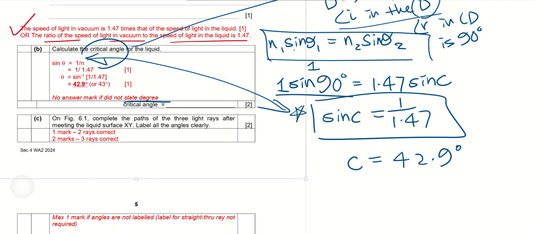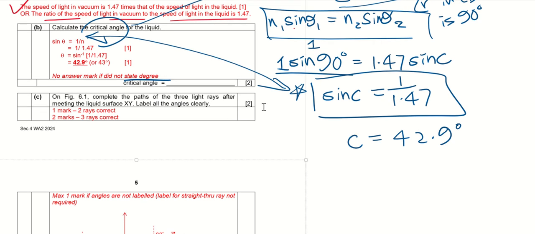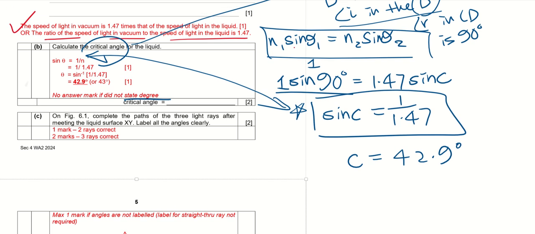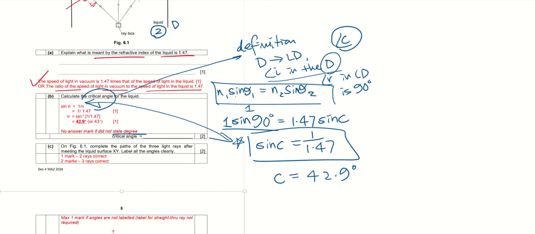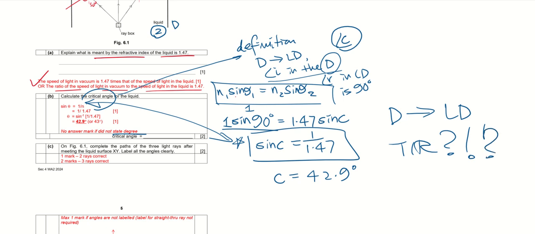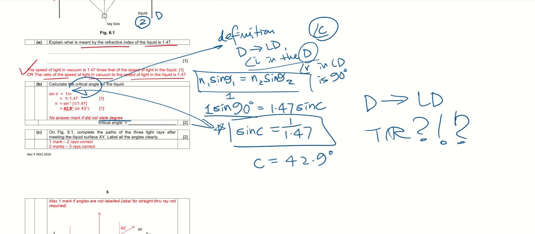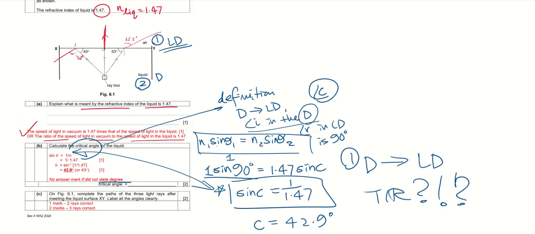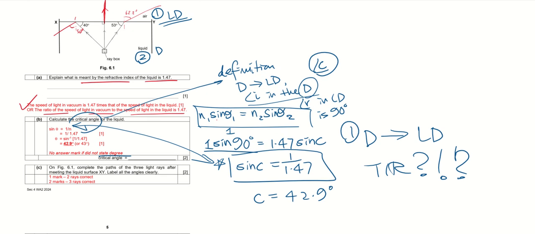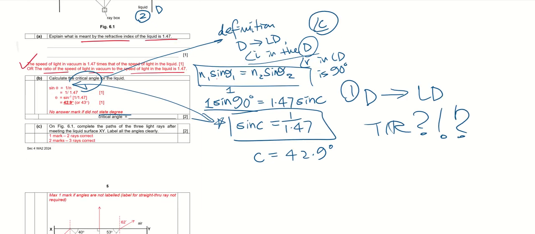Now on figure 6.1, complete the path of the 3 light rays after meeting the liquid surface XY. Label all the angles clearly. Whenever you see that the light is traveling from denser to less dense, there is a chance of TIR. So when will we know it is TIR? The first condition is that the light must be traveling from denser to less dense. Look at the diagram, the light is actually traveling from denser to less dense. So that means there is a possibility of TIR.